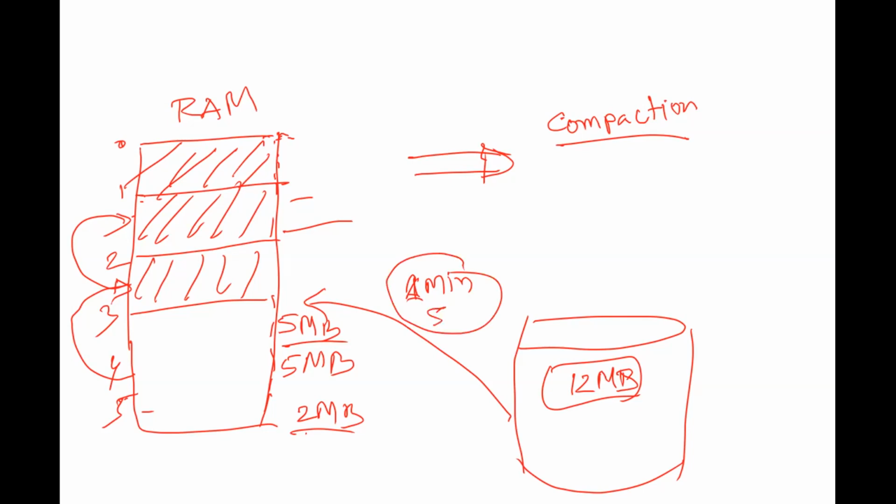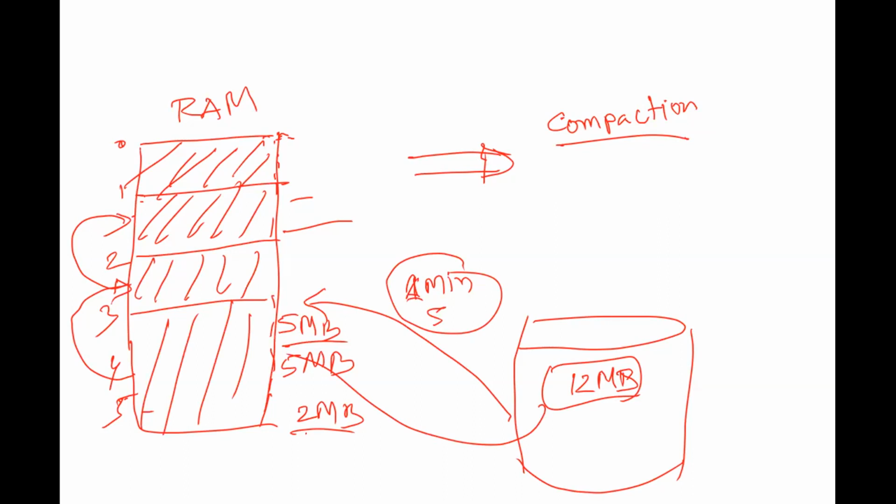What will the CPU do? The CPU will copy all processes together and put all the holes together in a contiguous location, and all processes in contiguous locations. And now you see there is 15 MB available, so you can fit your new process in here. This is how you can solve your fragmentation problems.